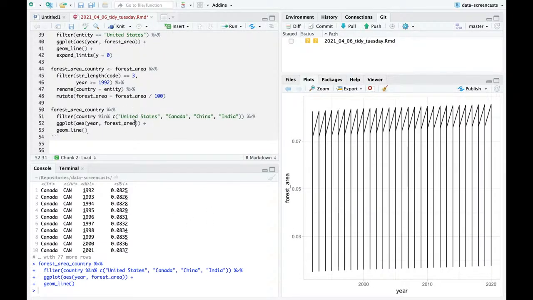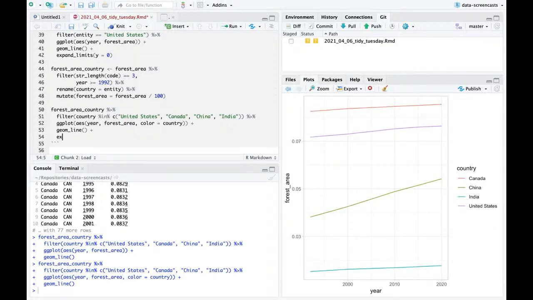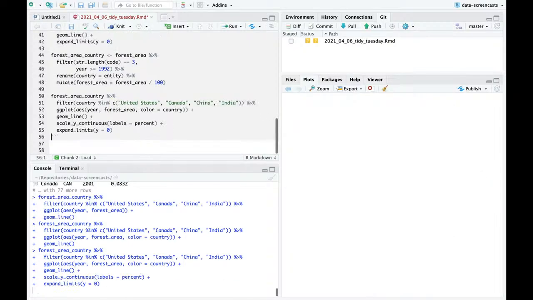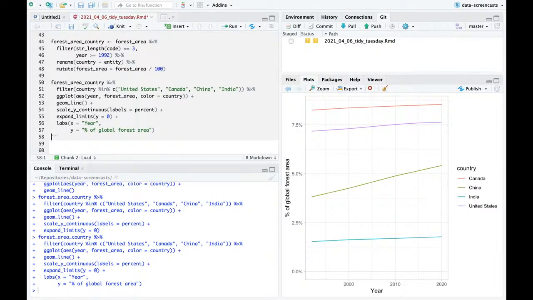And I neglected to do color equals country. And I also want to start the y-axis on a log scale and, here we go, labels equals percent. Bingo. And now I'm going to label this up a little bit and say percentage of global forest area. All right.